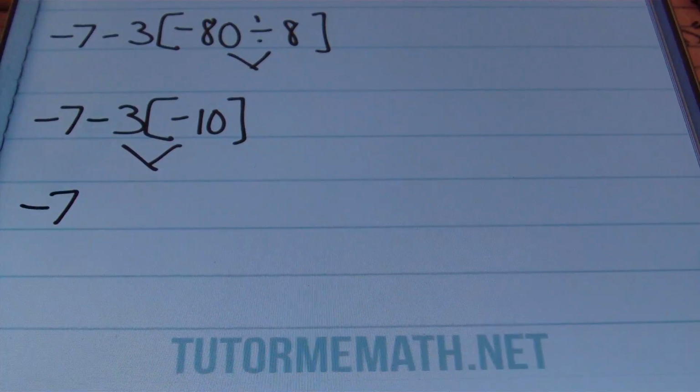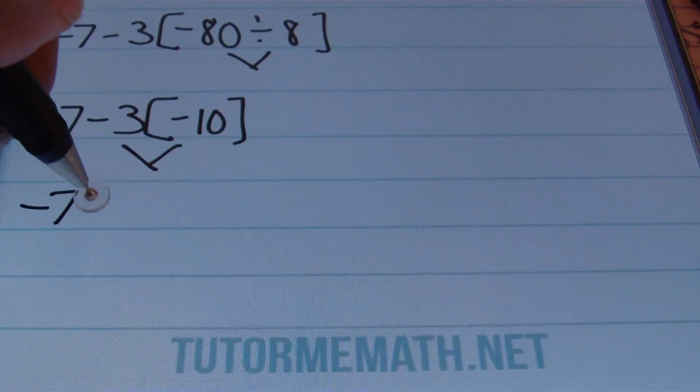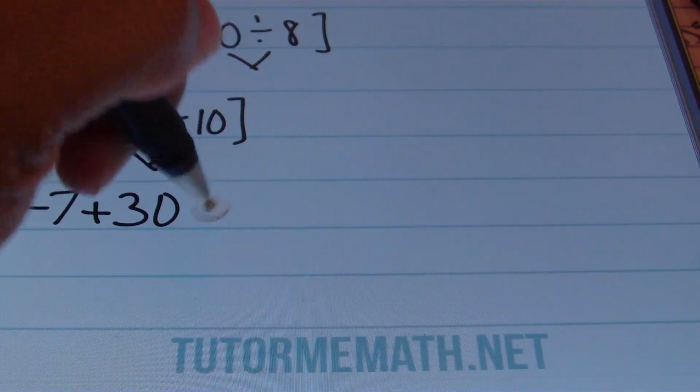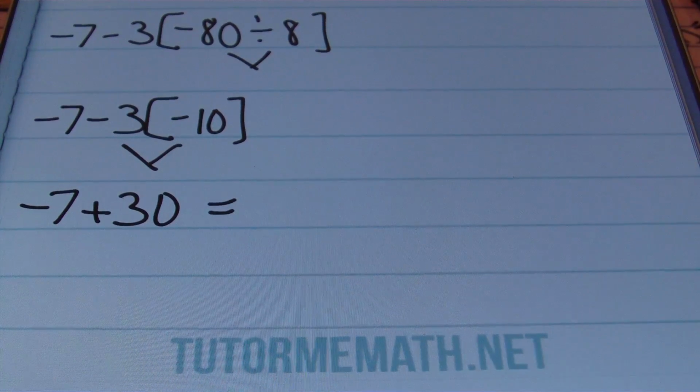So write down the negative 7 first. We're writing each step from left to right. And negative 3 times negative 10, that gives me positive 30. I hope you're having fun, because I am. I'm having plenty of fun with you right now.